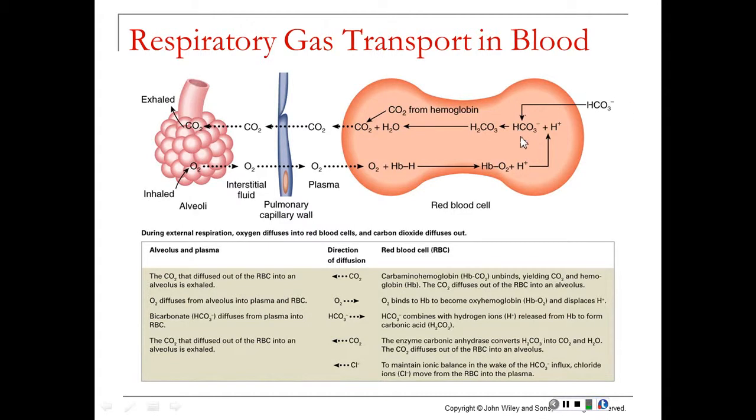The bicarbonate ion is going to join with another hydrogen ion to form carbonic acid. That carbonic acid is going to react, that's what this arrow is showing you, with that molecule called carbonic anhydrase. Carbonic anhydrase is going to break down our carbonic acid into water and carbon dioxide. Then that carbon dioxide can dissolve in our blood, be released into the pulmonary capillaries, diffuse into the alveoli, and we can exhale it.